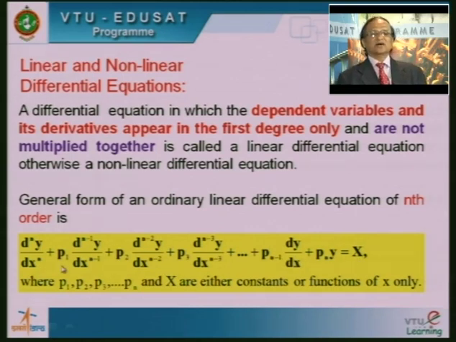Then you may ask, this equation containing p1, p2, p3 and so on, are they constants or variables? Is it clear? That is why here what I have written, where p1, p2 and so on and x are either constants or functions of x only. Is it clear? So, it means if you replace these p1, p2 and so on by constants, then it becomes a linear differential equation with constant coefficients. Is it clear? What we have already discussed in the earlier sessions, right.